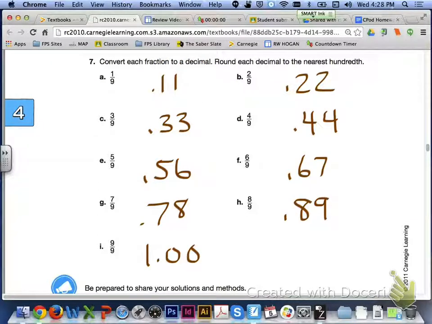Here is what the rest of your answer should look like then for B through I. For letter B, you should have 22 hundredths. Letter C, 33 hundredths. Letter D, 44 hundredths. Letter E, 56 hundredths. Letter F, 67 hundredths. Letter G, 78 hundredths. Letter H, 89 hundredths. And letter I, 1.00.